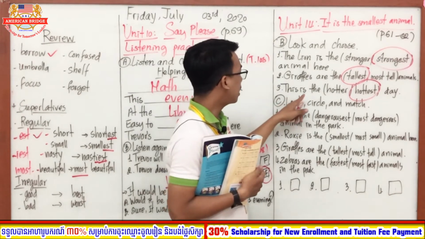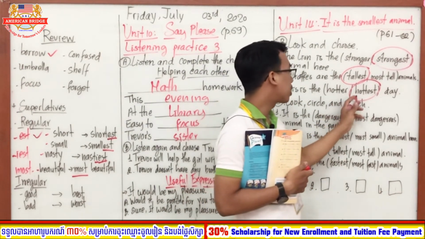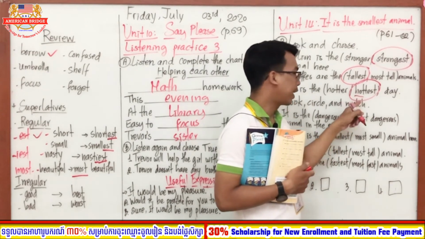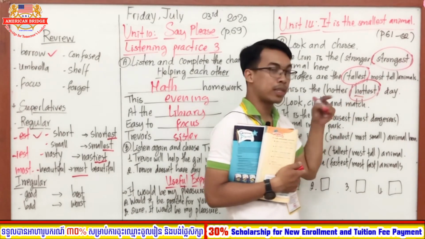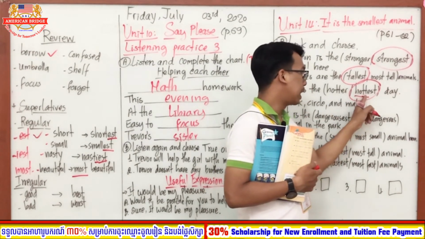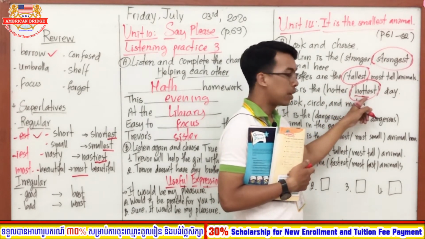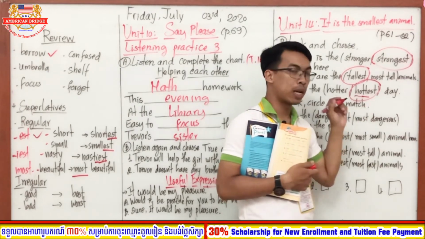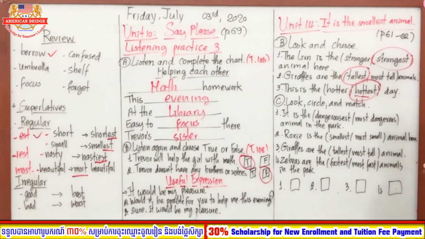So this is the hottest day. So hot has only one syllable, and it has one consonant sound, one vowel sound, and one consonant sound. So we double the last consonant letter, T T. You see, everyone? Good. So it becomes hottest. Good. So this is the first exercise.